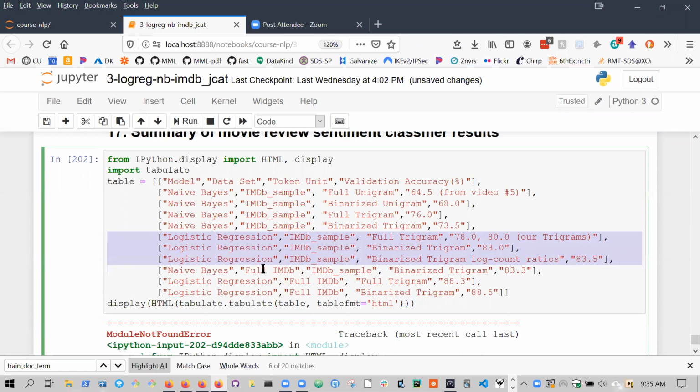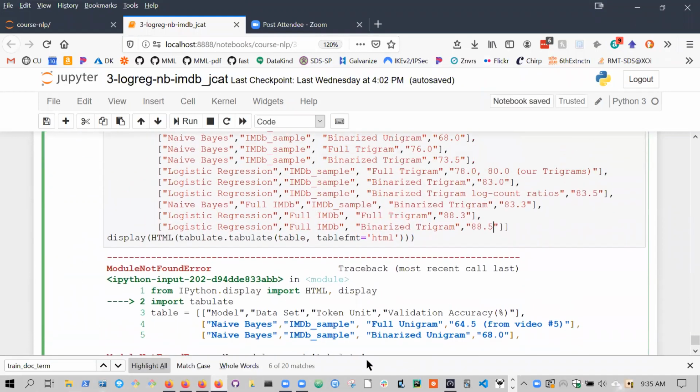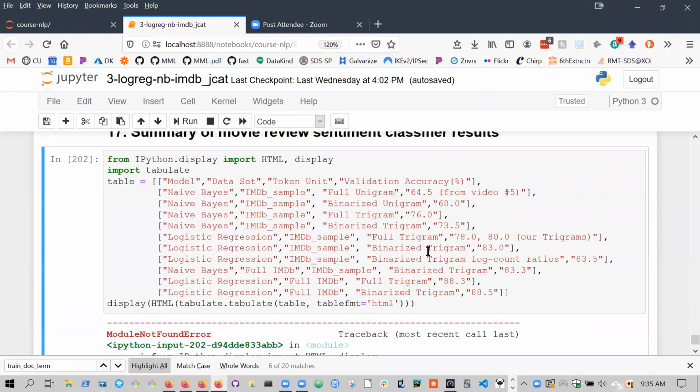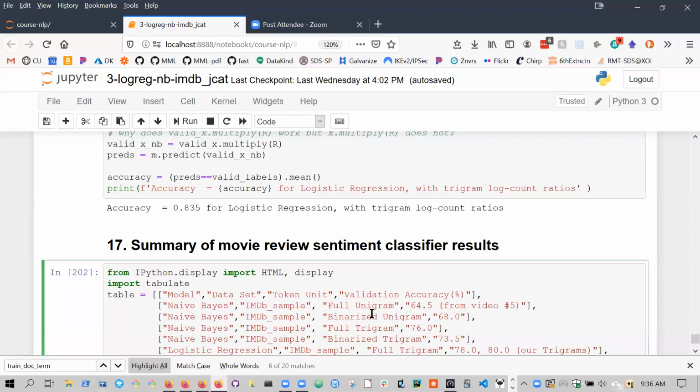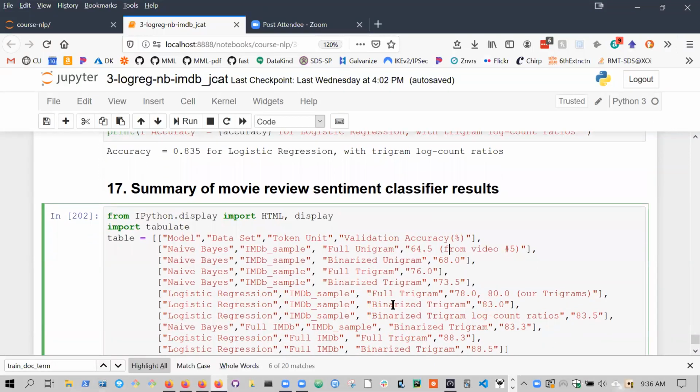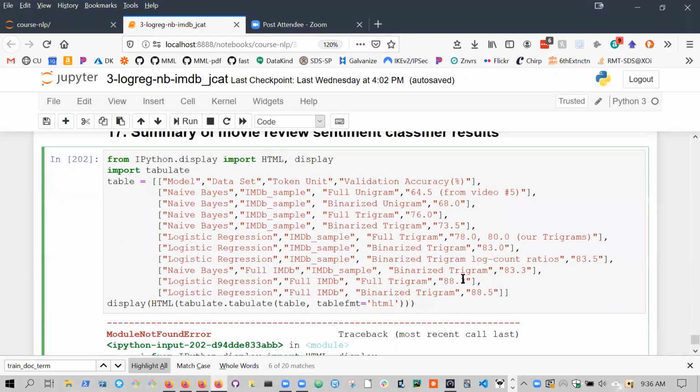And then going back to the full database, with naive Bayes we got 83.3%. With logistic regression, we got much better, 88.3. With logistic regression with binarized trigrams, we got a slightly better result. So that's all the models that we ran in this spreadsheet. I have to figure out why this last cell didn't run. Everything else ran, but the last cell didn't. I wanted to make a nice table to show all the results. And that's it for this.